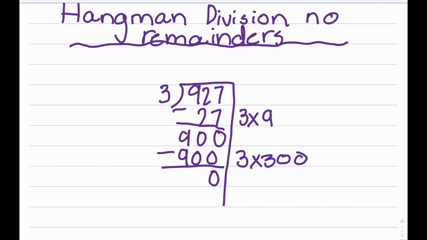We use 309 3's. Now we add up 300 and the 9, which is 309. So 927 divided by 3 is 309.